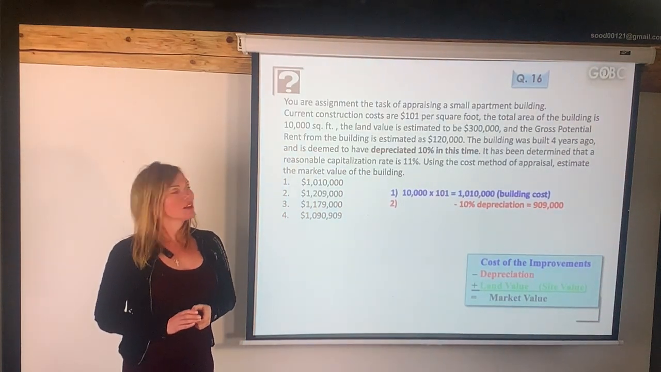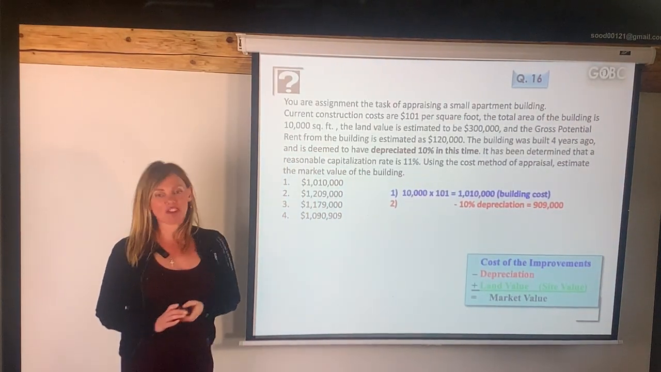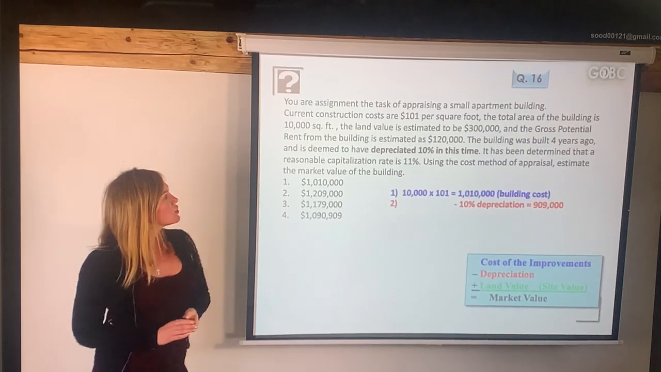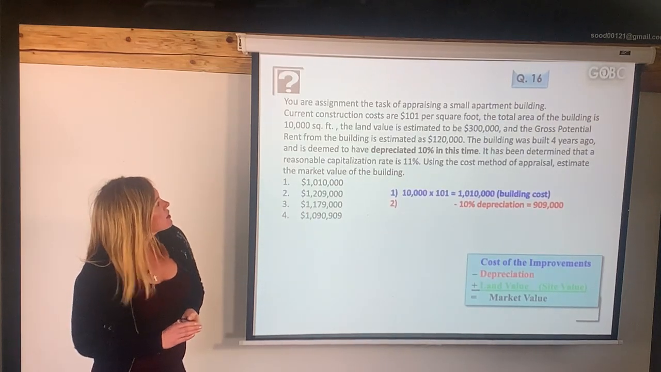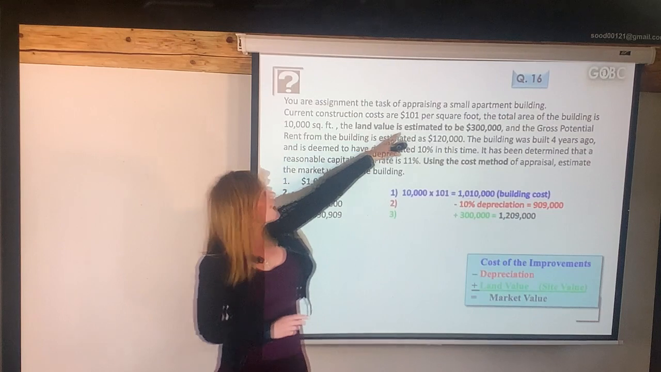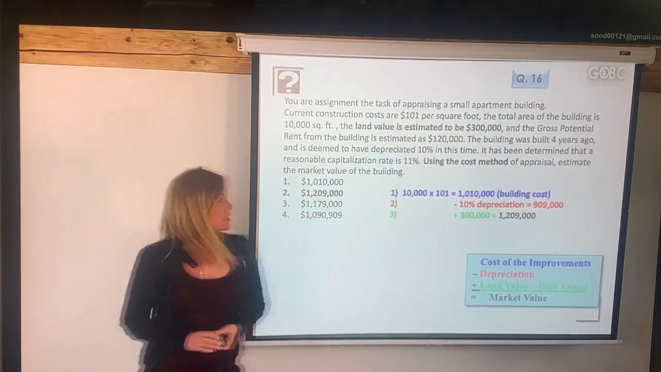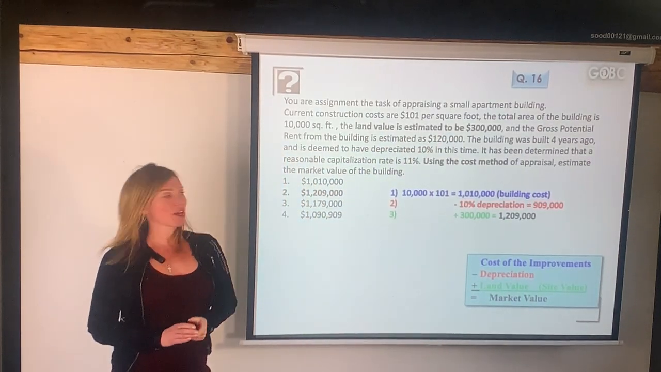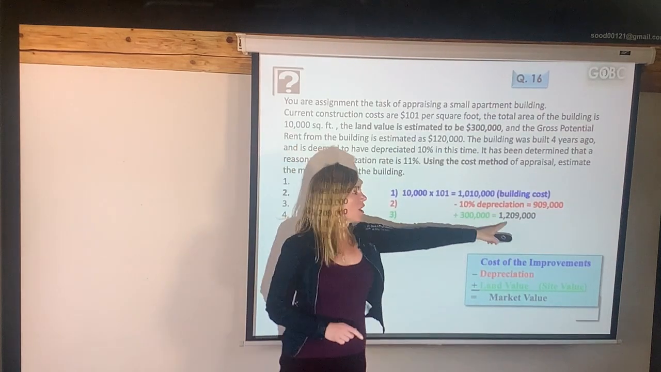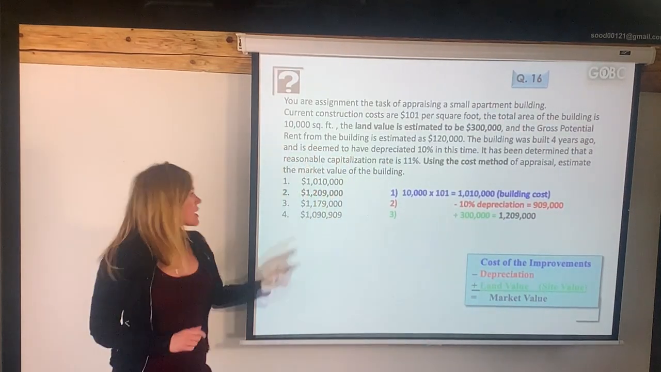Okay, are we done? No, we're not, because we still have to add the land value. How much is the land value in this question? Do they say site value or the land value? What are they using here? Okay, they say the land value is estimated to be 300,000. So they tell you the land is 300,000. What do you do? You add the 300,000 to this, and it will come up to the market value of the building is 1,209,000, right? So that will be the answer for the first one.